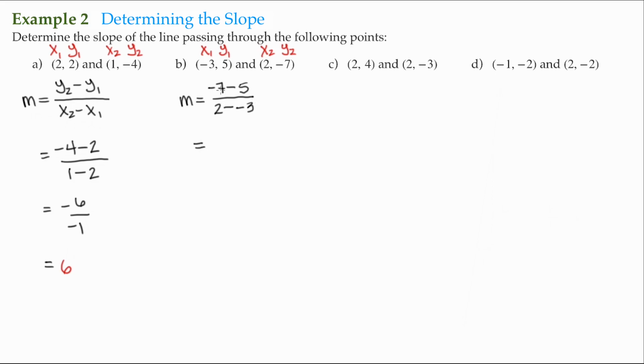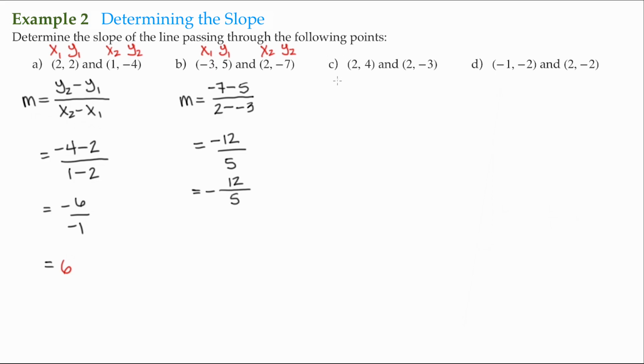Negative 7 minus 5, that's negative 12. 2 minus negative 3 is the same as 2 plus 3. That's 5. So this is going to have a slope of negative 12/5. So the line passing through these 2 points will have a slope of negative 12/5.